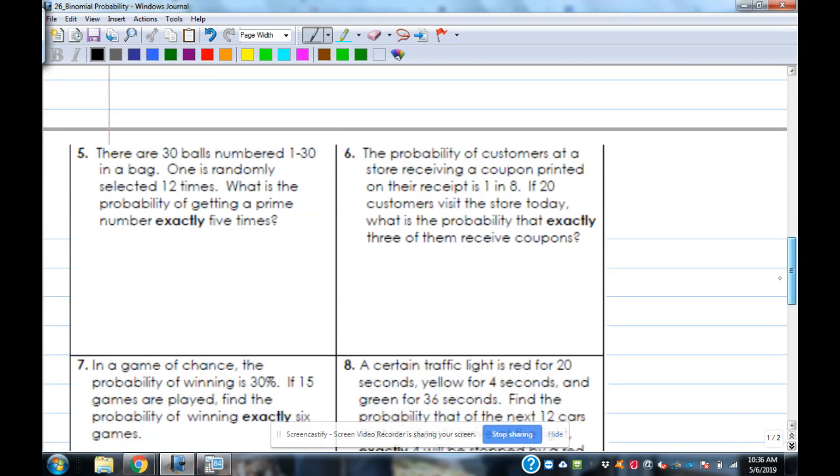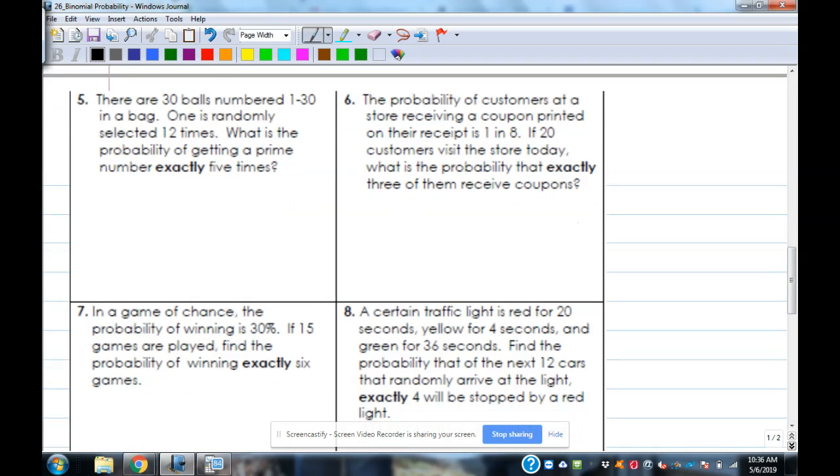All right, so let's look at maybe a little tougher situation. 30 balls are numbered 1 to 30 in a bag. One is randomly selected 12 times. What's the probability of getting a prime number exactly 5 times? There's a lot of stuff going on in this situation. It's not any more complicated as far as setup goes. You just got a lot more numbers in there to confuse you. Here's where knowing what N and R are is definitely helpful. So 30 balls numbered 1 to 30. One is randomly selected 12 times. There's a lot of numbers there, but which one's N? 12. What's R? 5. So the first statement really didn't have anything to do with N and R. Be careful of that when they throw extra numbers in there.